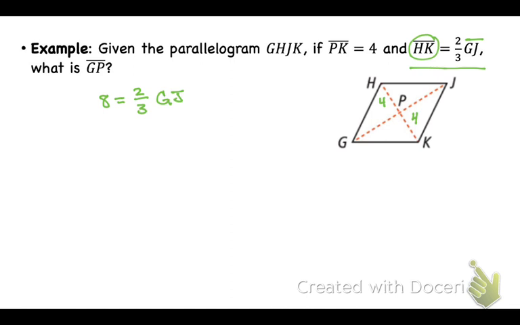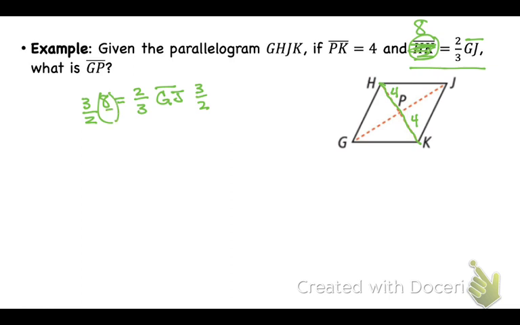That makes sense? Okay, so I'm going to rewrite it. It told me that PK was 4. And the bisector theorem tells me that HP and PK are the same. So HK is the whole thing. So each part's 4, so the whole thing is 8. So I just replaced HK with 8. So I have 8 equals 2/3 GJ. So how do I move the 2/3 to the other side? Multiply by 3 over 2.